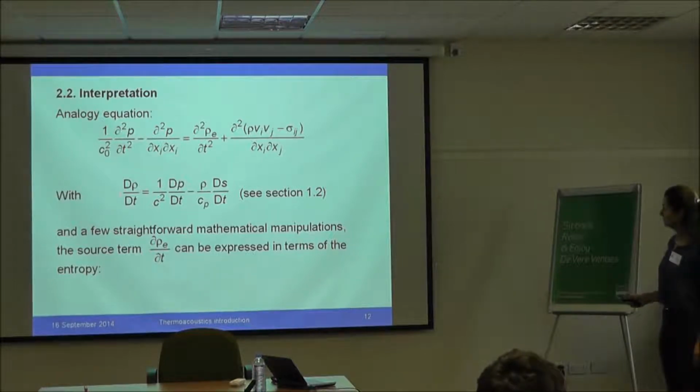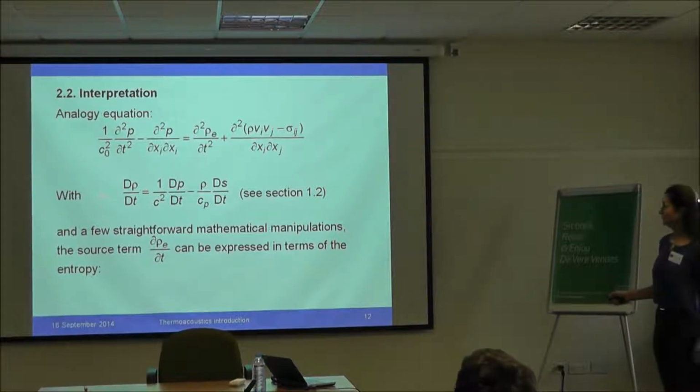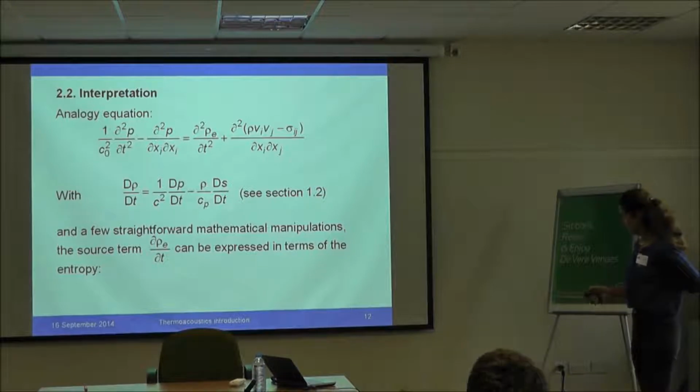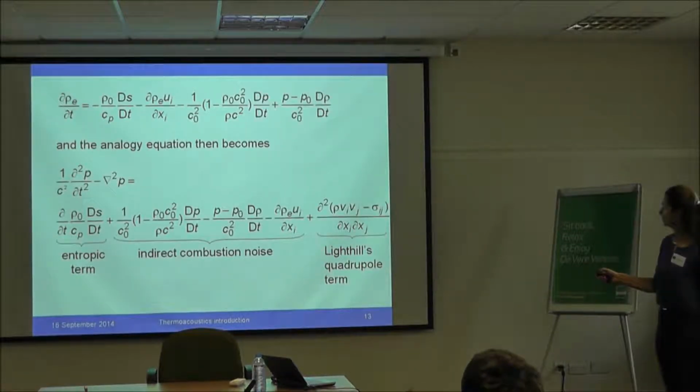For that, we are going to use this relationship which we've derived in section 1.2, where we expressed the change of density of a mass element in terms of change of pressure and change of entropy. And I'm not going to show the mathematical manipulations. Anyway, with that equation, we can rewrite this source term as one with the excess density like this.